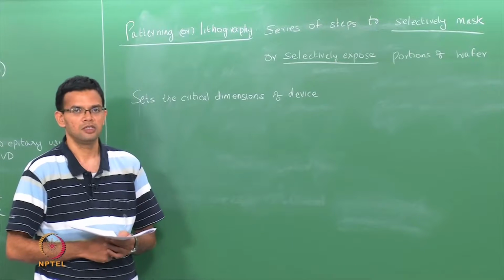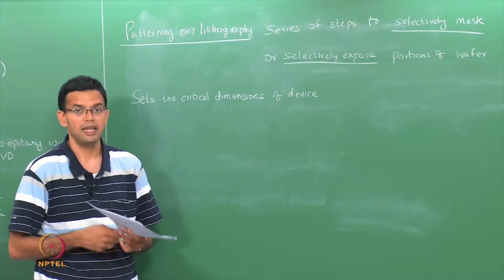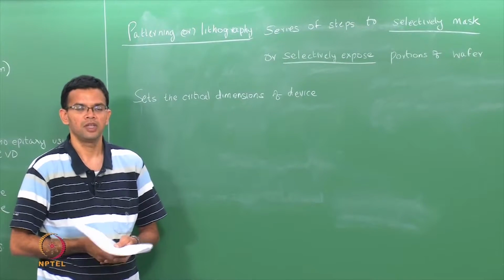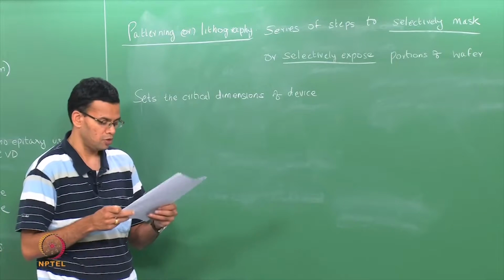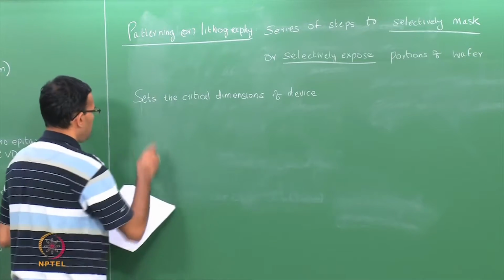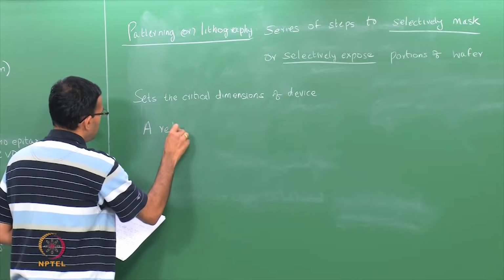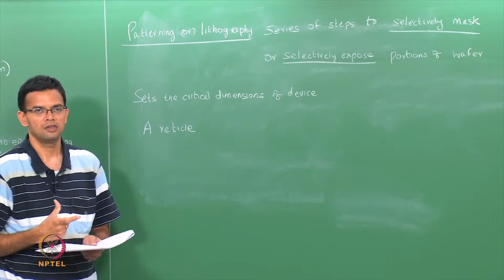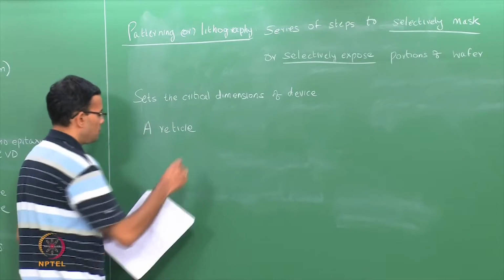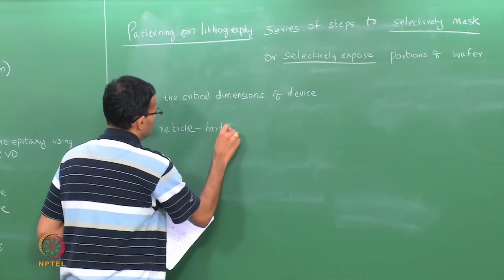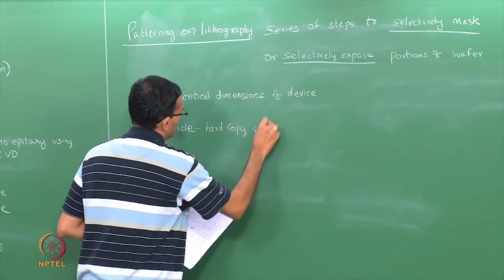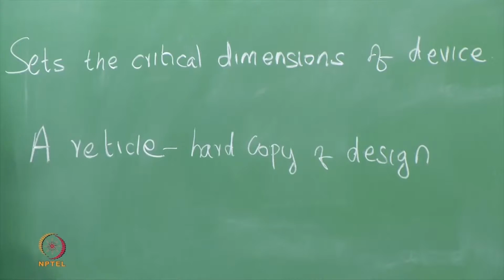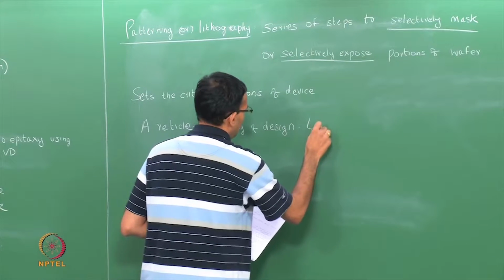So, the patterning process is also highly defect sensitive. So, if you want to grow things on a smaller and smaller area, then defect control is very important. For lithography or patterning, a reticle is usually needed. A reticle is nothing but the hard copy of the design that we want to pattern onto the wafer. So, a reticle is usually generated by using a laser beam or an electron beam.